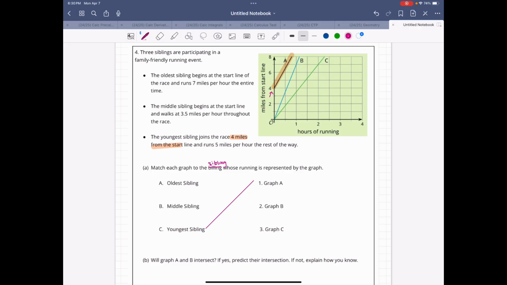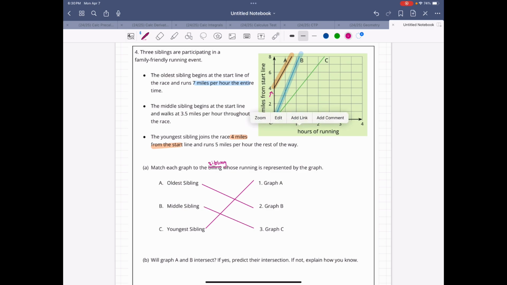Now we're going to look at the other details for the oldest sibling and the middle sibling. The oldest sibling runs 7 miles per hour the entire time, where the middle sibling walks at 3.5 miles per hour. So the older sibling is moving faster. The way that we would communicate faster in a graph would be that we have a steeper slope. I'm able to cover more miles in an hour than I would if I were to walk. So we know that B has to match up with the oldest sibling, and then our middle child would be graph C.